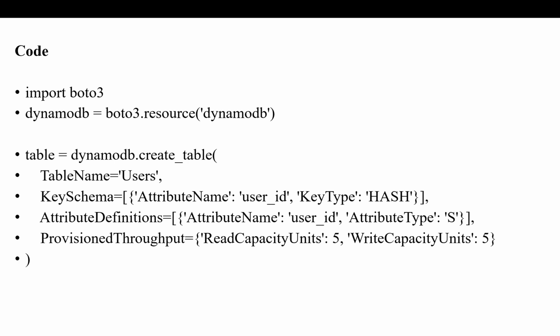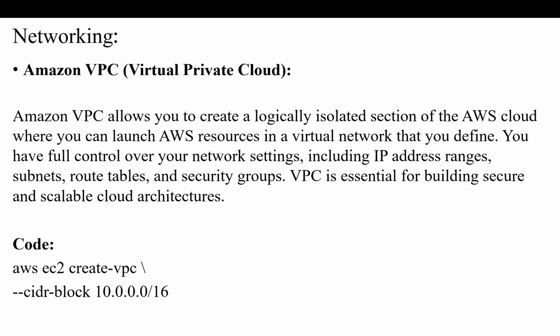So this is the code for that, where we can see the key schema, the table name, attribute definitions, and provisioned throughput.